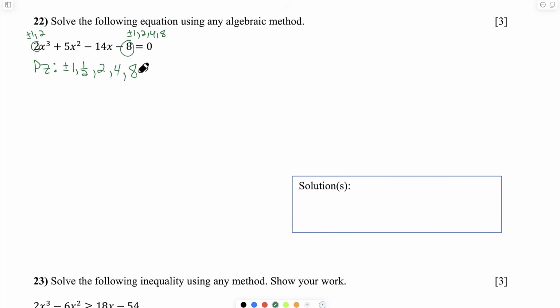And 8 over 1, and 8 over 2, but 8 over 2 is 4, I already have that. So these are all of the possible rational zeros of the function. I just have to find one of them that works. If I do a test, I think actually, if I were to sub 2 into this function, it would make it be 0, which means that x minus 2 is a factor. So let me just quickly divide this by x minus 2.